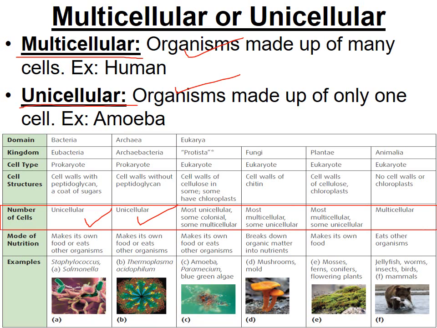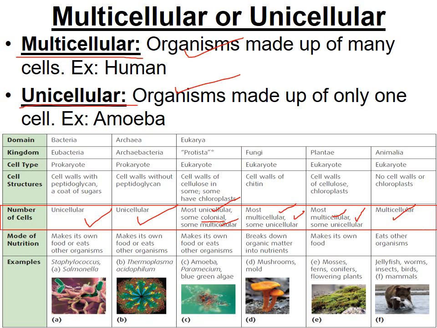Archaea, all unicellular. For eukarya, if you take a look, it varies based on the kingdoms. Animal, only multicellular. Plant, most are multicellular, some are unicellular. Fungi, most multi, some uni. Protists, most are unicellular, some are multicellular, and some are colonial, which means they're unicellular, but sometimes they like to hang out in groups.